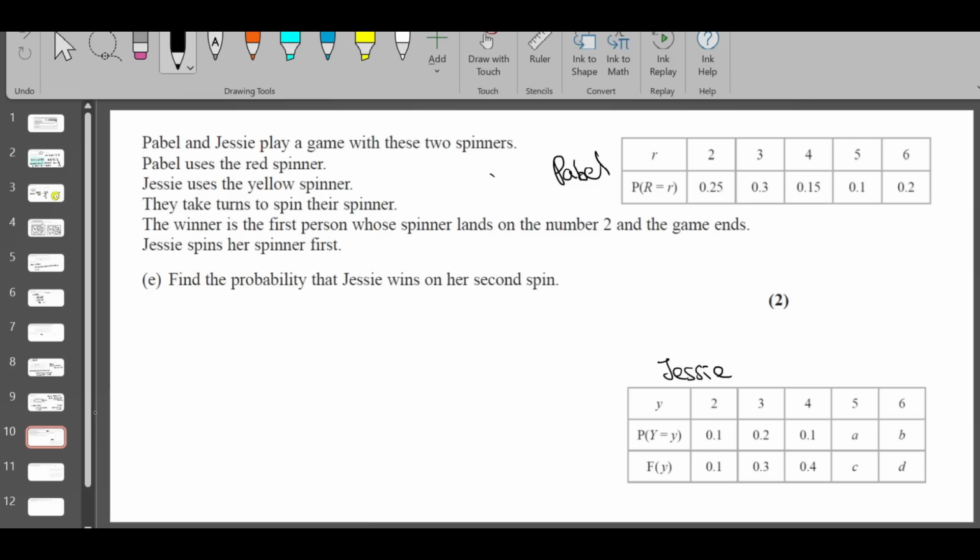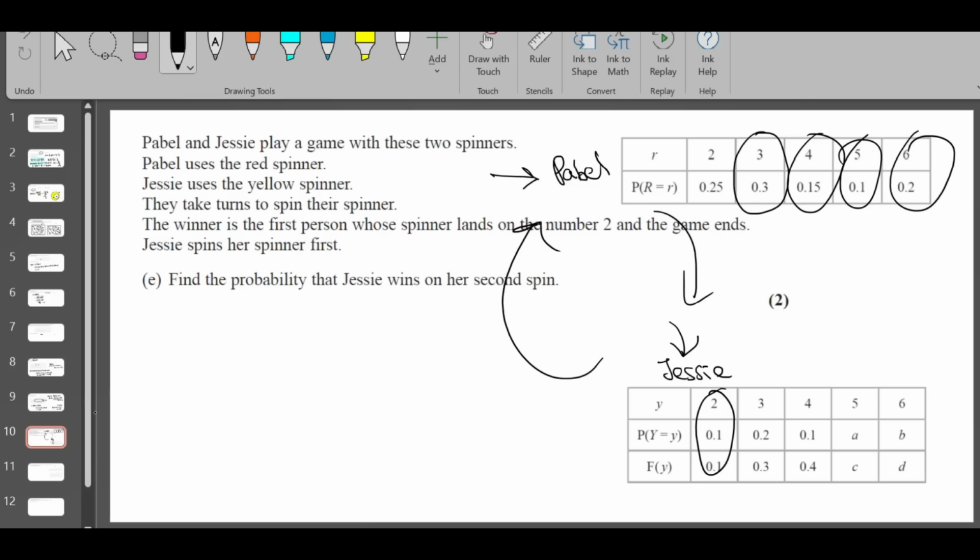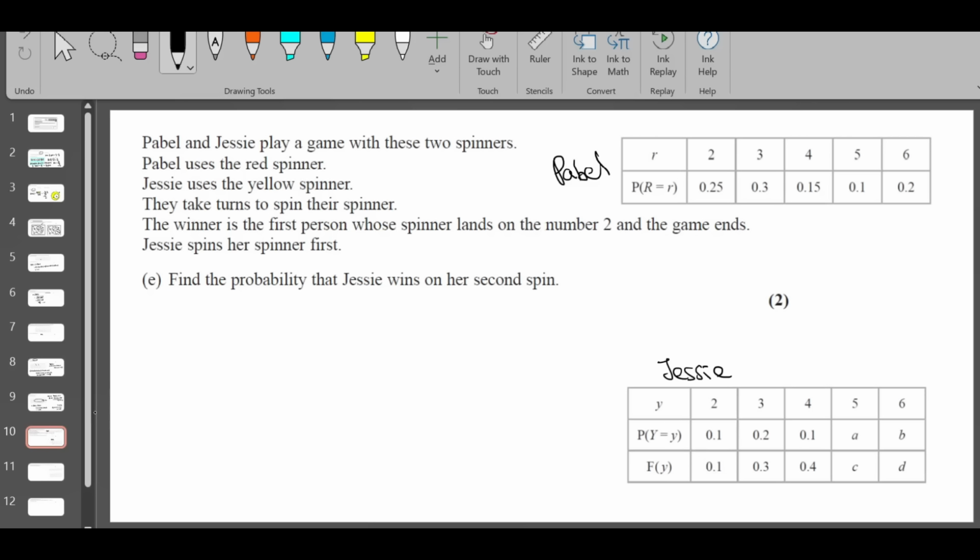Let's say Pebble started spinning and his spinner lands on number 2. That's it. The game ends there. She will not get a chance to spin her spinner. But let's say when he spins it lands on number 3 or 4 or 5 or 6. So he doesn't win the game. So now it's Jessie's turn. She has to spin it. If she gets a 2, the game ends. Otherwise, if she gets any other number, then again it's Pebble's turn. So they are taking turns actually. That's what the question says. These are all the rules of the game.